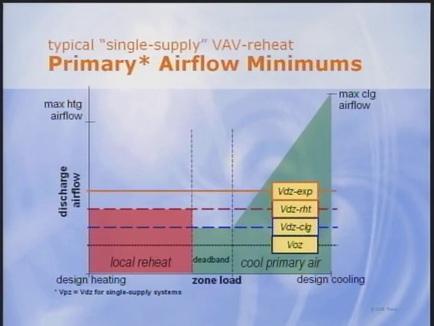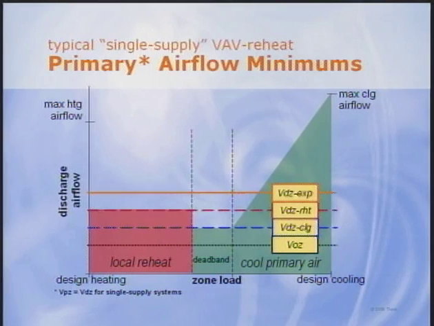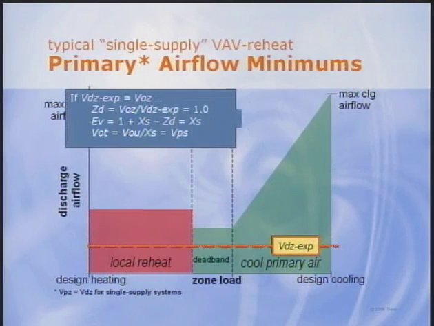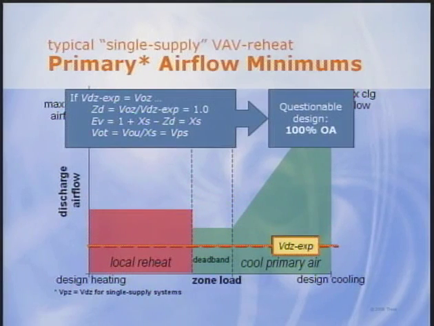But what values should be used for these settings? Some designers might want to set both the cooling and reheat minimums equal to the zone outdoor airflow and use this value as the minimum expected discharge airflow as well. But that would be a mistake because it would result in an outdoor air fraction of 1, which would require 100% outdoor air.